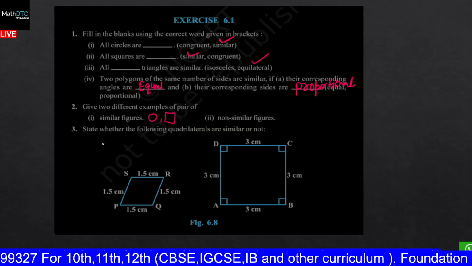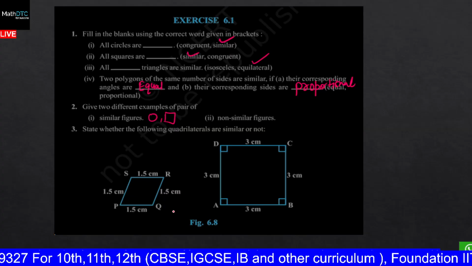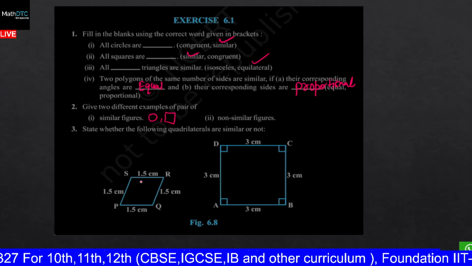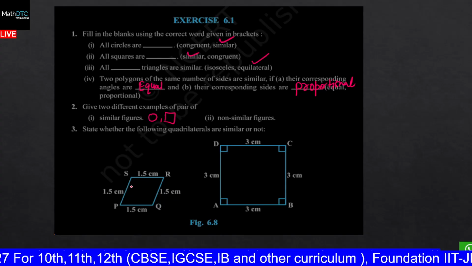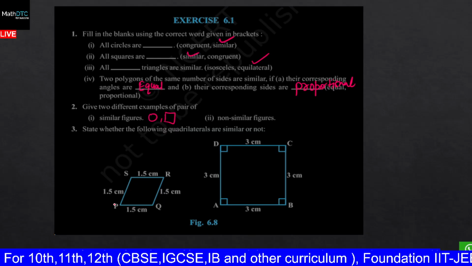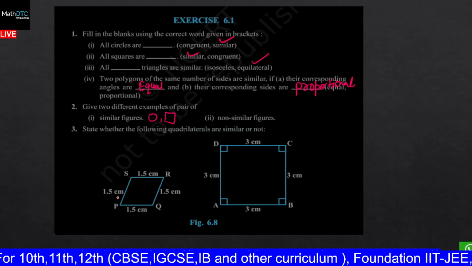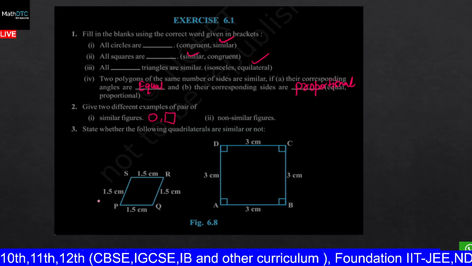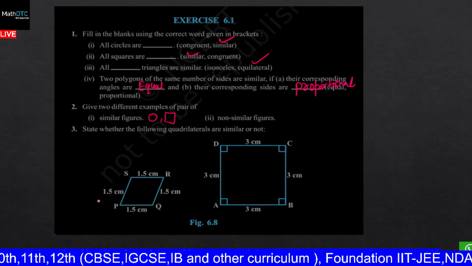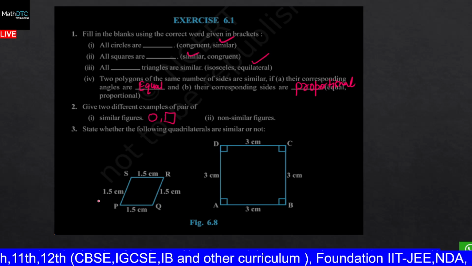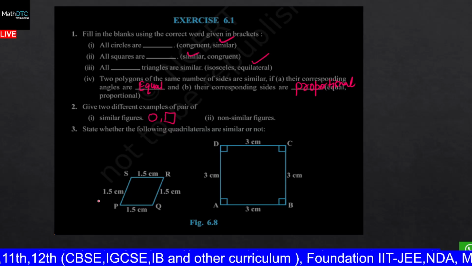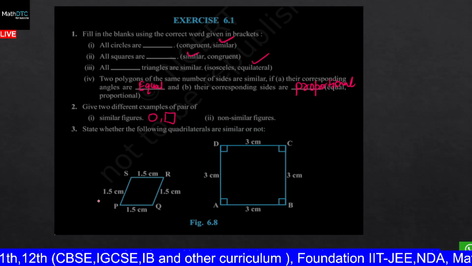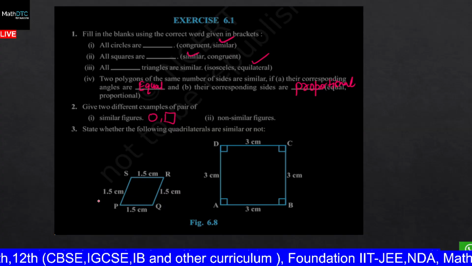They're not similar because their angles are different. Angles are different, so they are not similar. Angles should be equal. When we are talking about similarity, there are only two things we will discuss in this chapter, so keep it in mind. One is that angles should always be equal.